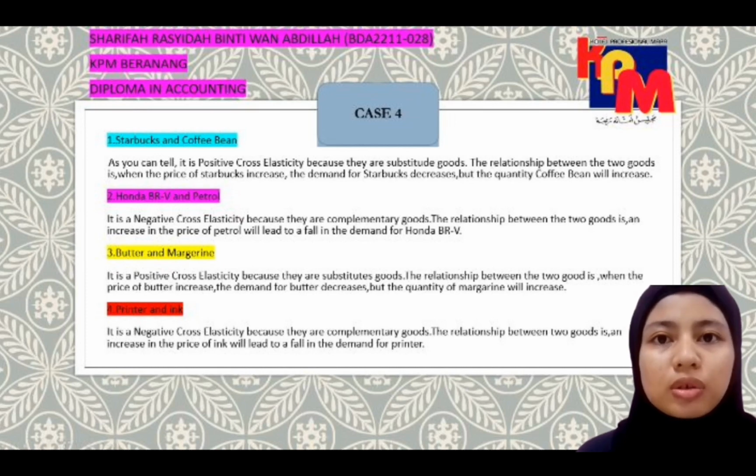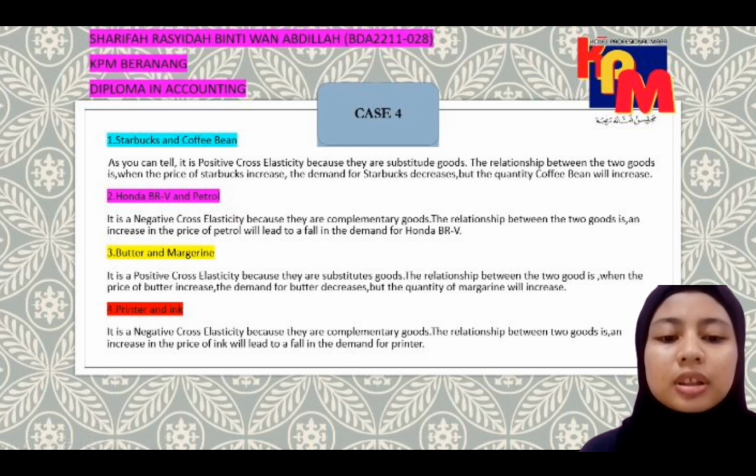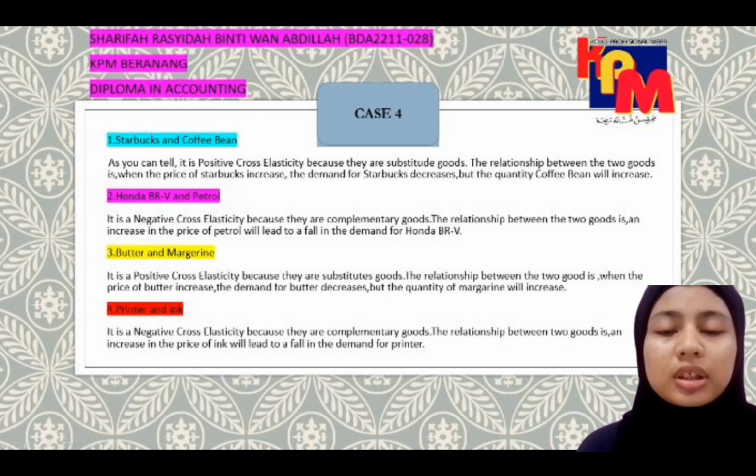Today, I will talk about case 4. First, Starbucks and Coffee Bean. As you can tell, it is a positive cross elasticity because they are substitute goods. The relationship between these two goods is: when the price of Starbucks increases, the demand for Starbucks decreases, but the quantity of Coffee Bean will increase.